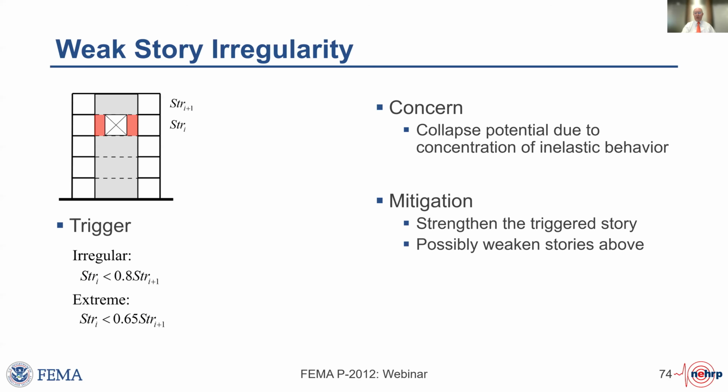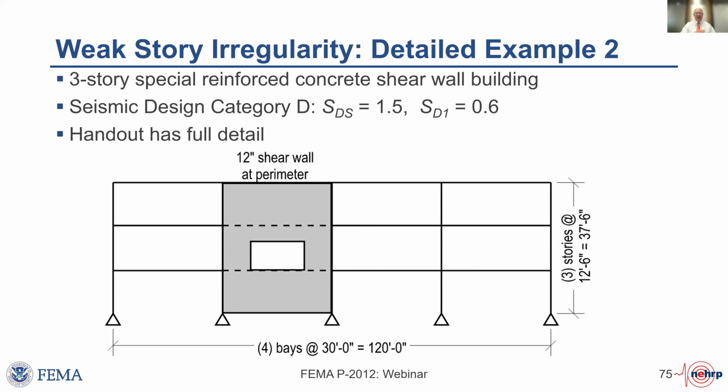So then we need to think about what to do. We could strengthen the weak story. Possibly you could weaken the stories above so that you don't get the demand concentrated there. And this type of irregularity has both an irregularity and an extreme irregularity with some different requirements depending on the severity.